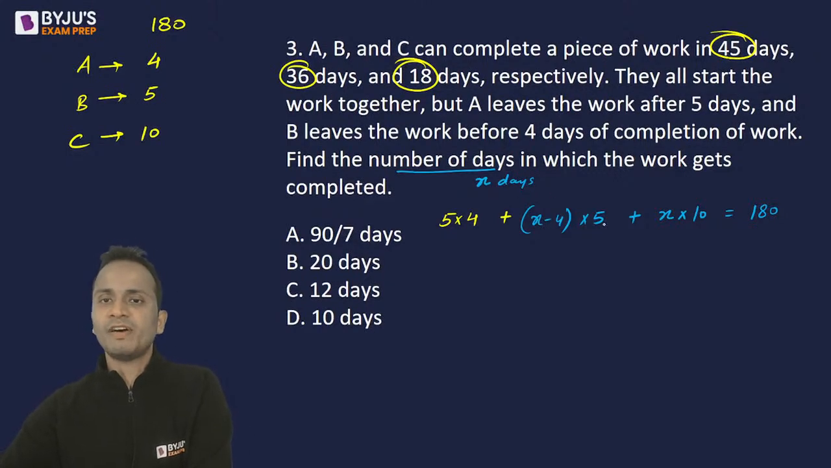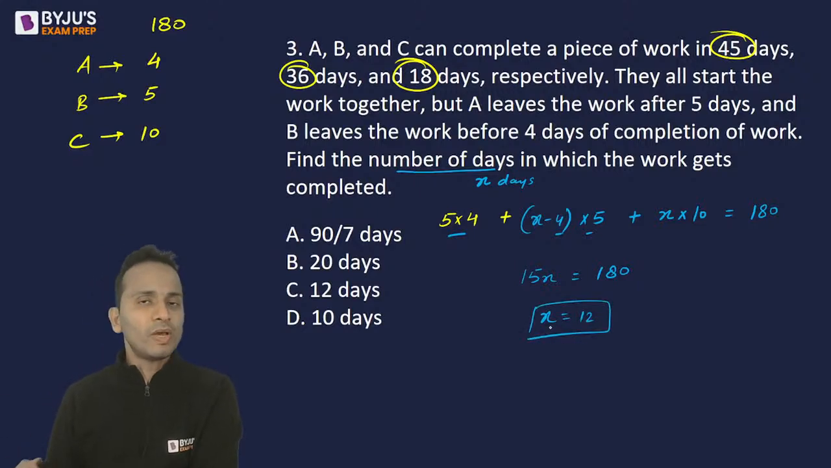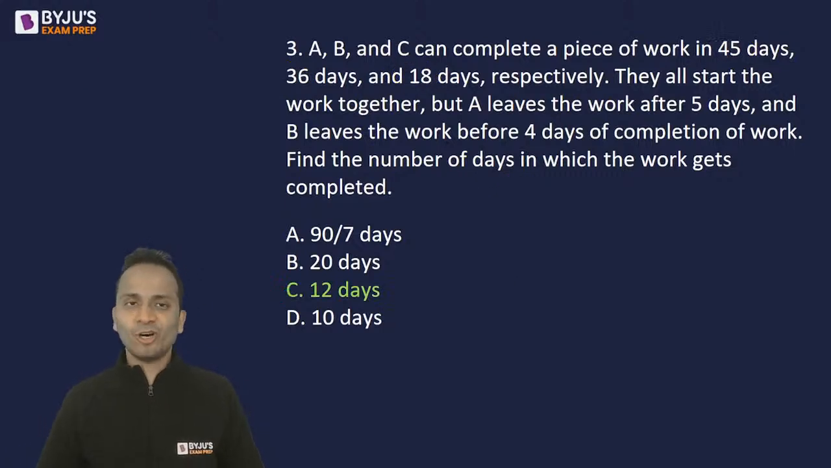So let's solve. 5x plus 10x is 15x on the left hand side. 20 and minus 20 will get cancelled. So on the right hand side, 180 will remain. So the value of X comes out to be 180 divided by 15, that is 12. Okay. So 12 days will be required to finish the work and the correct answer should be option C. And yes, option C is the correct answer of this question.